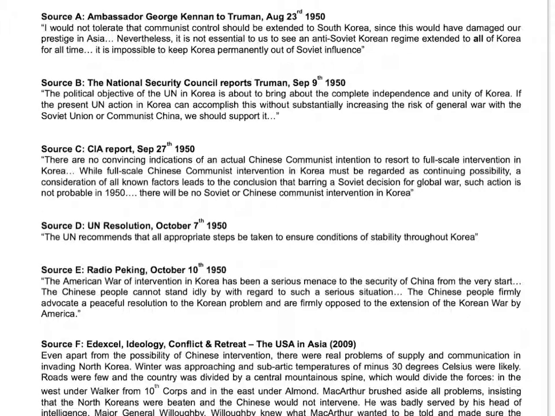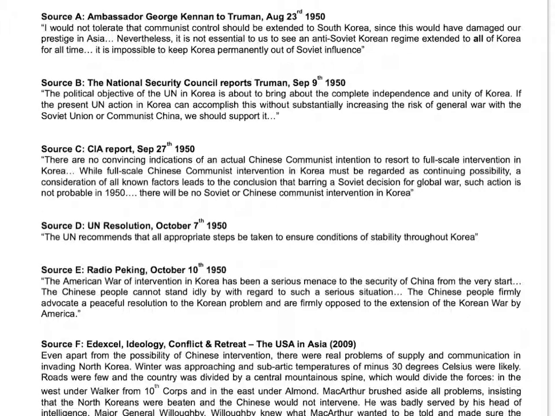Source C, CIA report, September 27, 1950. There are no convincing indications of an actual Chinese communist intervention to result in full-scale intervention in Korea. While full-scale Chinese communist intervention in North Korea must be regarded as a continuing possibility, a consideration of all known factors leads to the conclusion that barring a Soviet decision for global war, such action is not probable in 1950. There will be no Soviet or Chinese communist intervention in Korea.